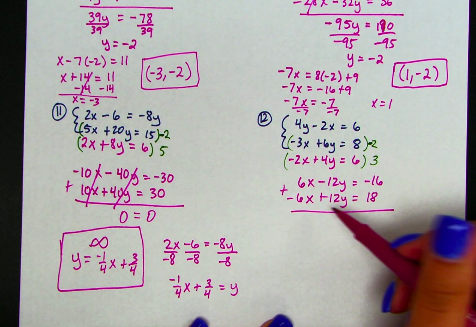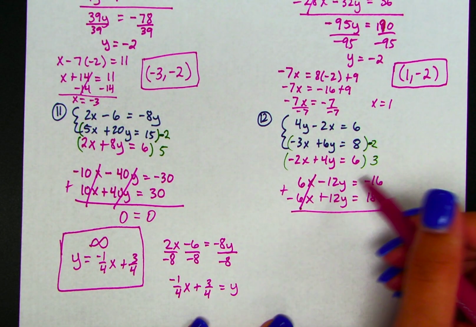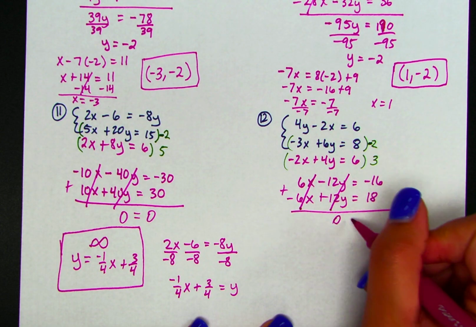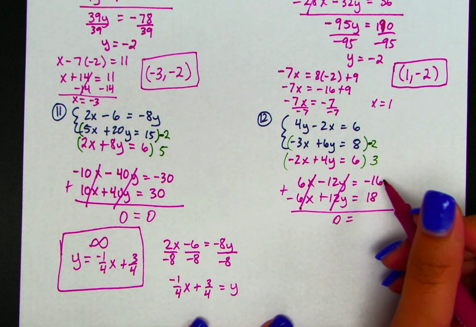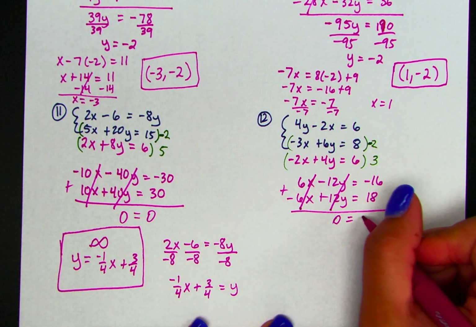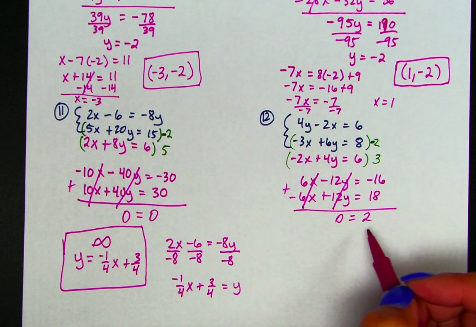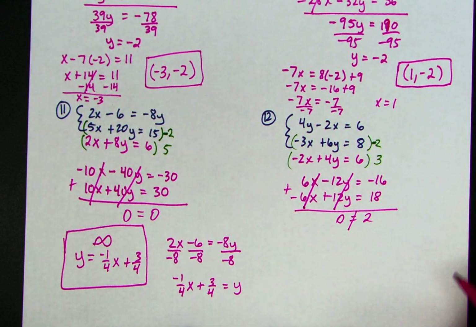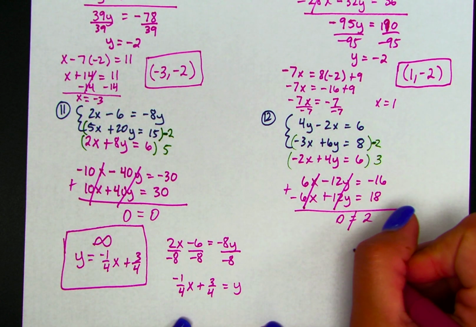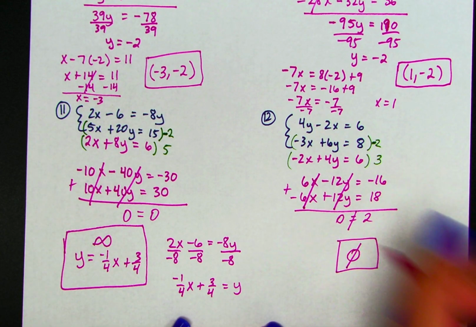Adding them together, so x's add to 0 and the y's add to 0, so I'm left with 0 on this side. And then negative 16 plus 18 is 2. So all the variables canceled out and I'm left with numbers. That is a false statement because 0 cannot be equal to 2. So my answer to this one is no solution.